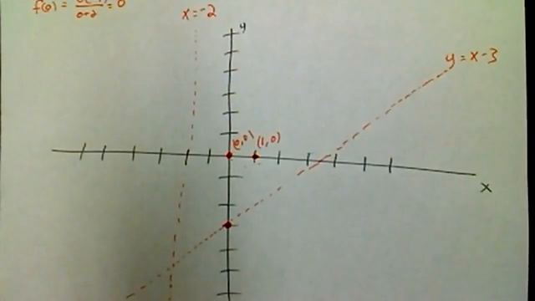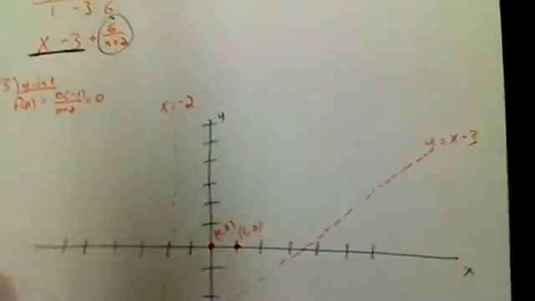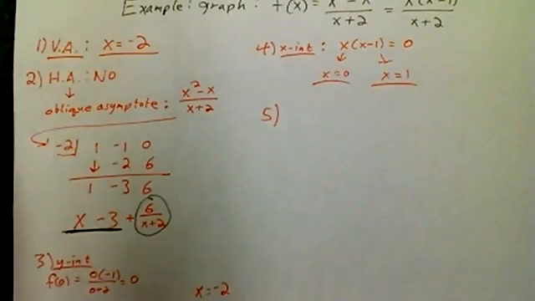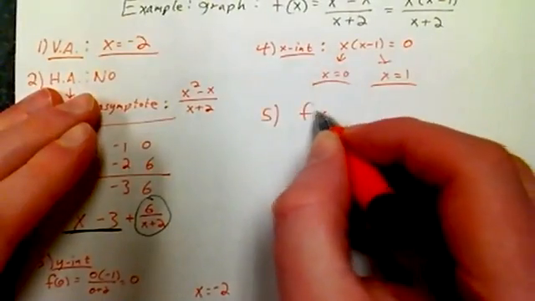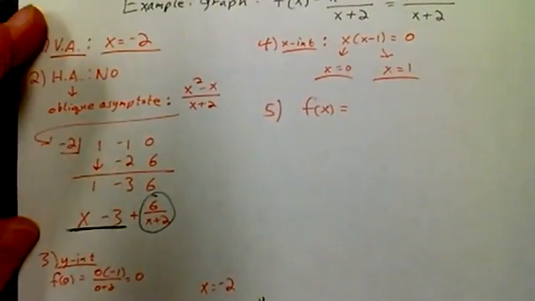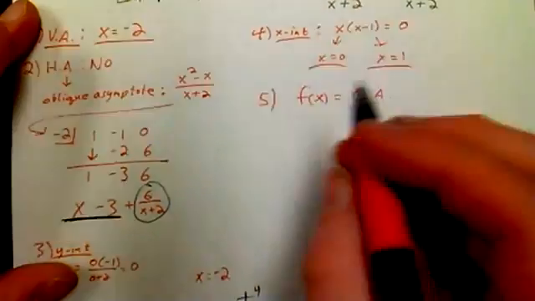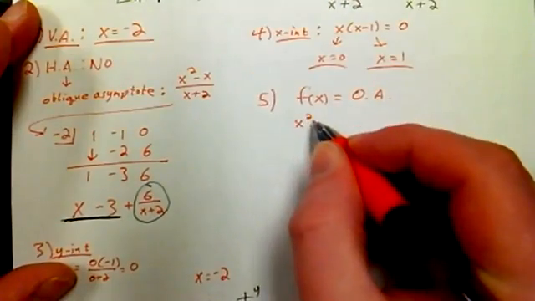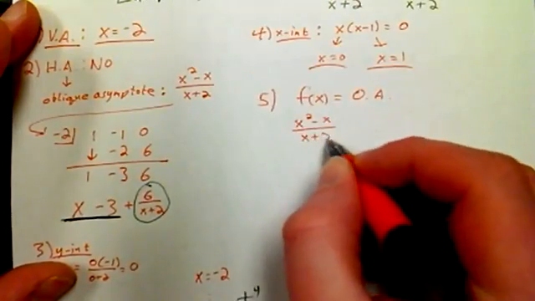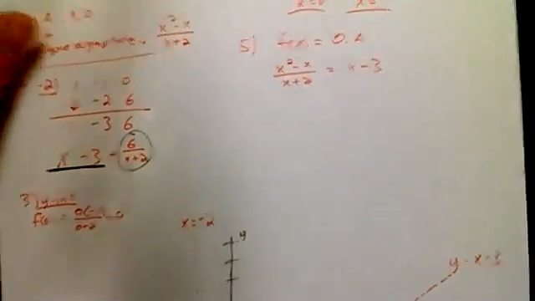That's great. Now, I want to see if we ever cross this oblique asymptote, and if it does, where that occurs. So just like we did with our horizontal asymptote, I'm going to do the same thing. Remember how we would take our function and set it equal to the horizontal asymptote? Well, now I'm going to set it equal to the oblique asymptote and see if I get anything that makes sense. Okay, so I have x squared minus x over x plus 2 equal to x minus 3.